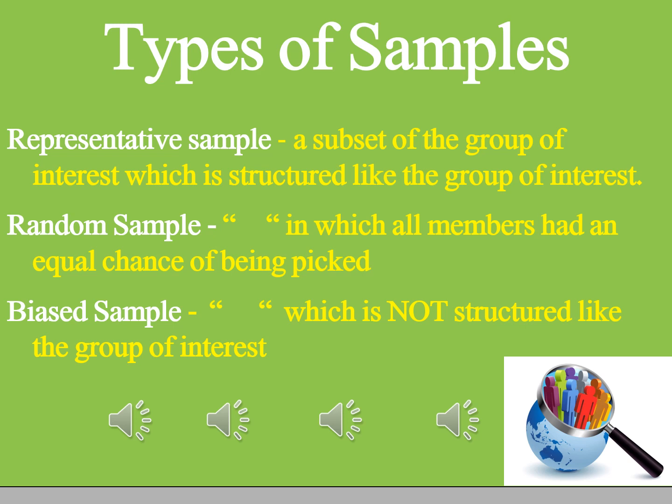You never set out to get a biased sample. It's basically the oops factor. It is not structured like the group of interest, and its results are totally useless. So on a test, look at the words. Random means equal chance. Representative means it does a good job of representing the larger group, and biased is the bad type of sample. If you remember that, you'll have no trouble on any question I could possibly throw at you.